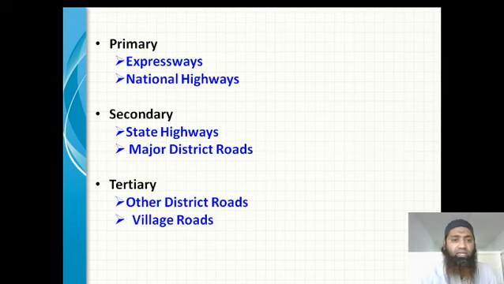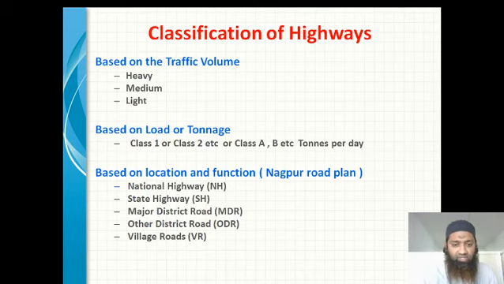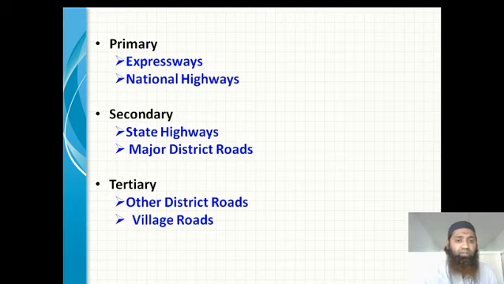Next you can see, it has again been classified into primary, secondary and tertiary roads. In the Nagpur road plan, they have specifically given 5 types of roads: national highways, state highways, major district roads, other district roads and village roads. And then again they have been classified as primary, secondary and tertiary. In primary you have expressways and national highways, in secondary you have state highways and major district roads, and in tertiary you have other district roads and village roads.